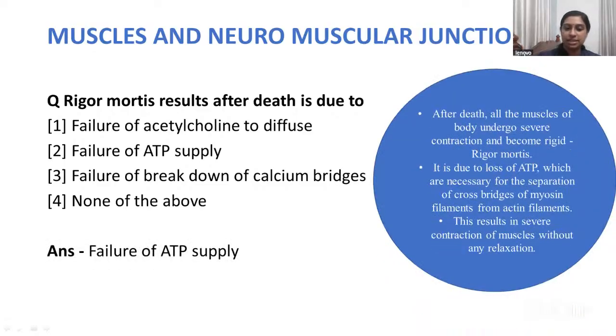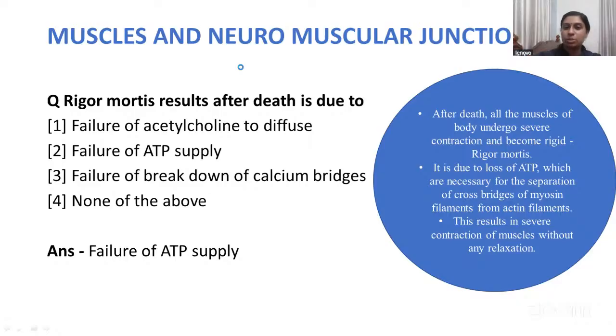So why does this ATP supply failure cause rigor mortis? What is rigor mortis? At death, all the muscles of the body undergo severe contraction and they become rigid. That's what we call rigor mortis. It's due to the loss of ATP.